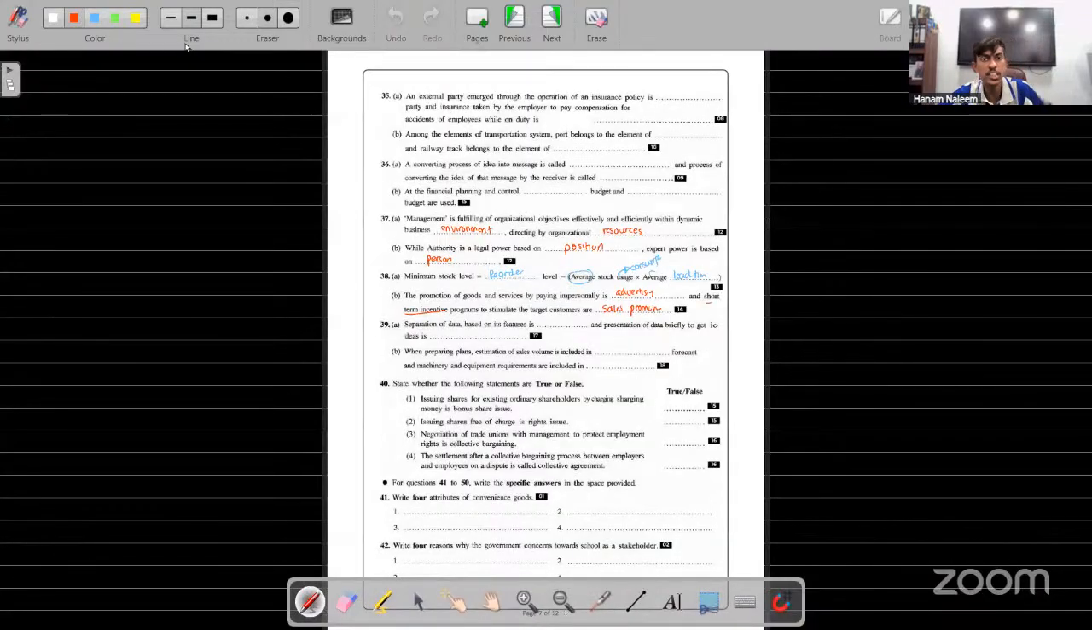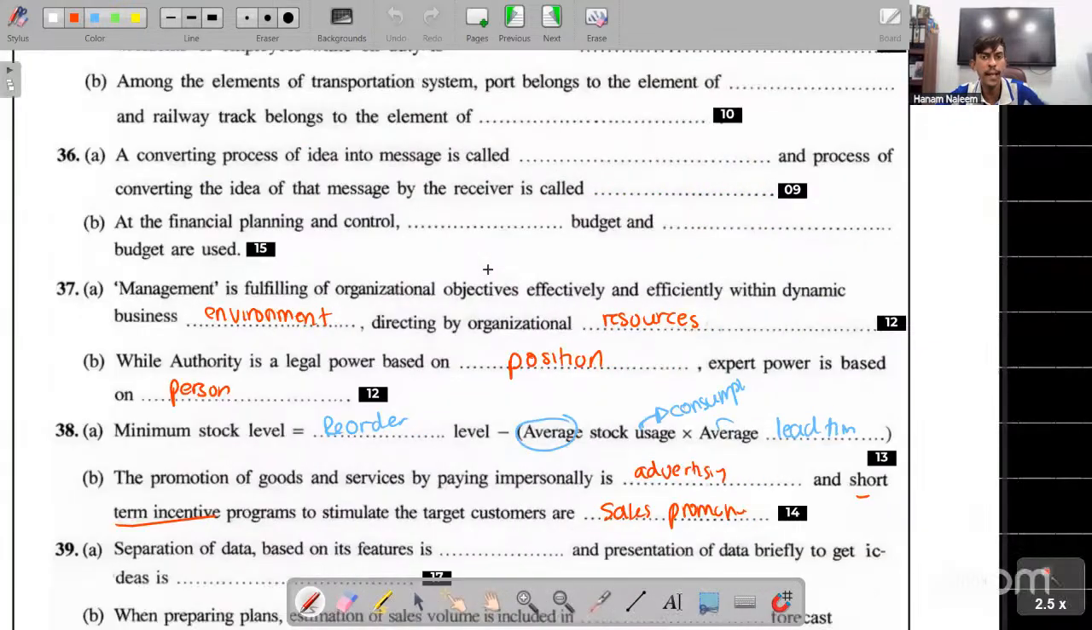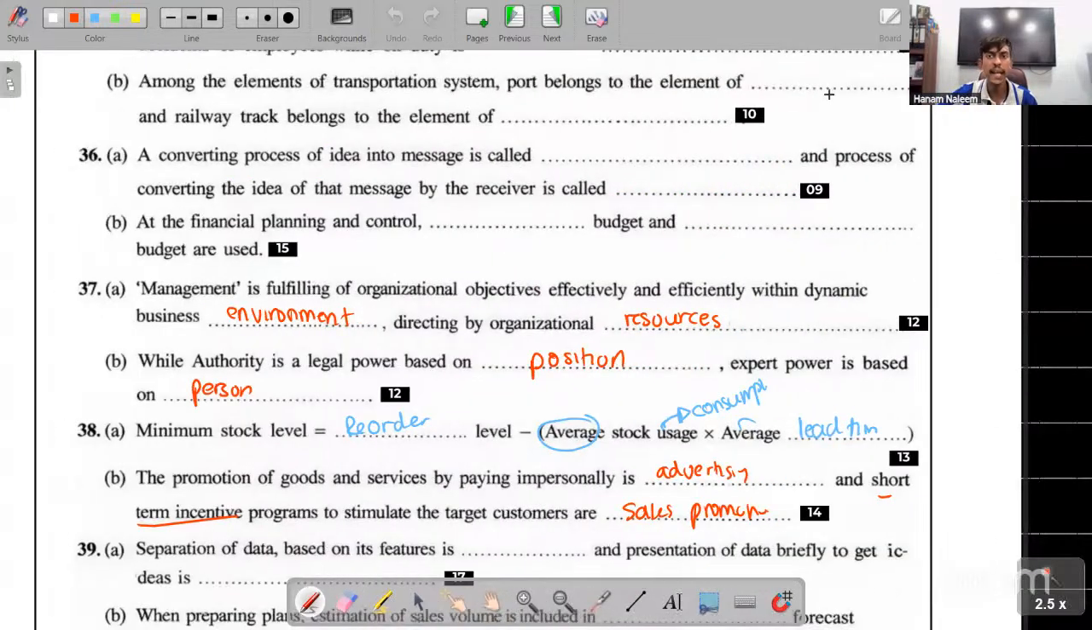Now, 36B. In financial planning and controlling, blank budget and blank budget are used. So what are the two budgets we usually prepare in financial management? The two budgets we prepare are the cash budget and the capital budget.